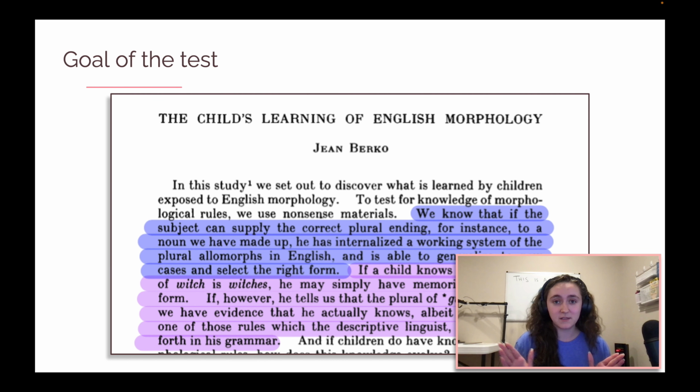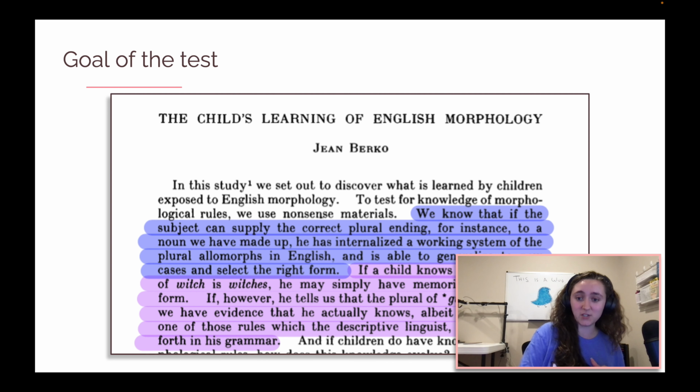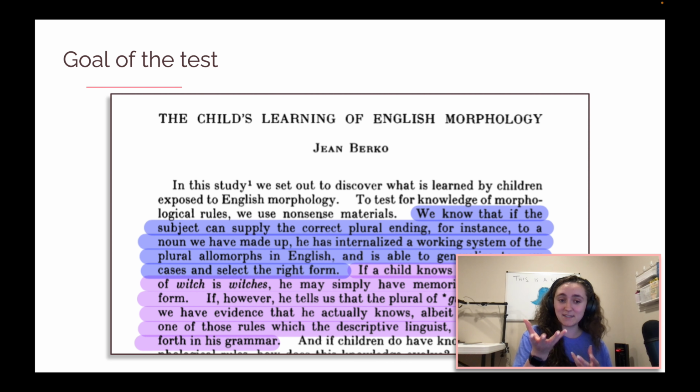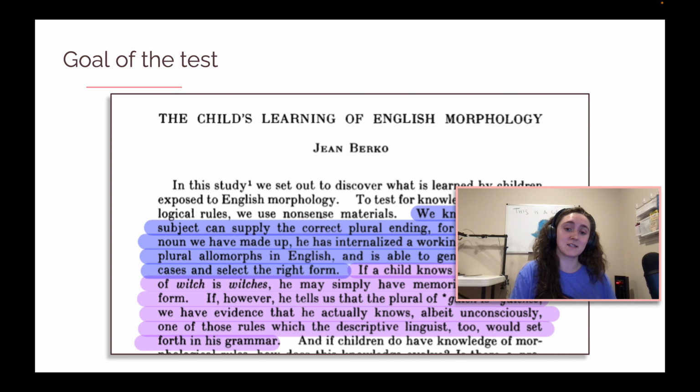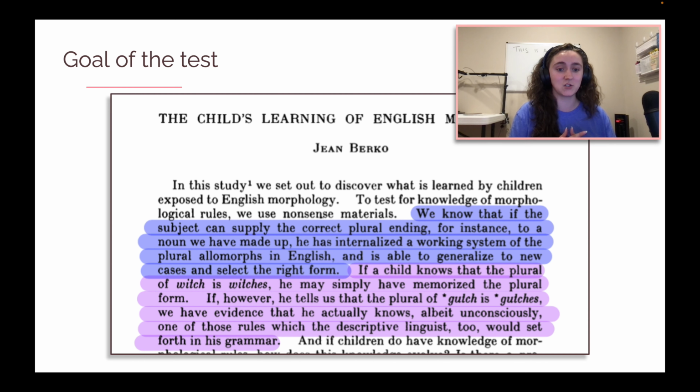So this is the paper that described the test and the results of the test, The Child's Learning of English Morphology by Jean Berko. And here in this introduction, it says, "In this study, we set out to discover what is learned by children exposed to English morphology. To test for knowledge of morphological rules, we use nonsense materials. We know that if a subject can supply the correct plural ending, for instance, to a noun that we have made up, he has internalized a working system of the plural allomorphs in English and is able to generalize to new cases and select the right form."